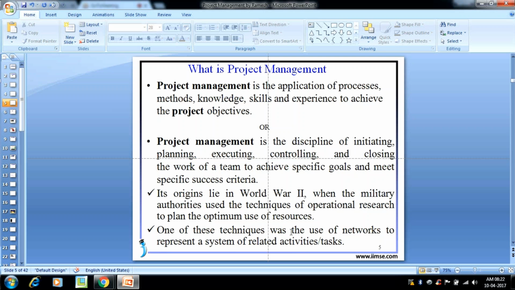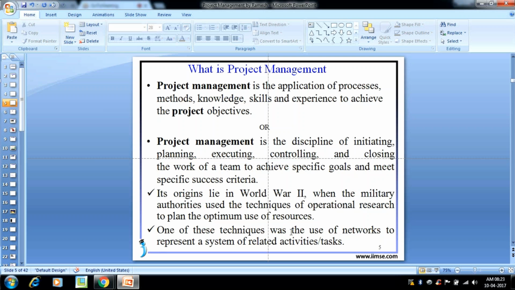Project management in one more way. Project management is a discipline of initiating, planning, executing, controlling and closing the work of a team to achieve specific goals and meet specific success criteria. Here, initiation means just whatever we think. If you want to, assume, construct a building, for example, there is an initiation.